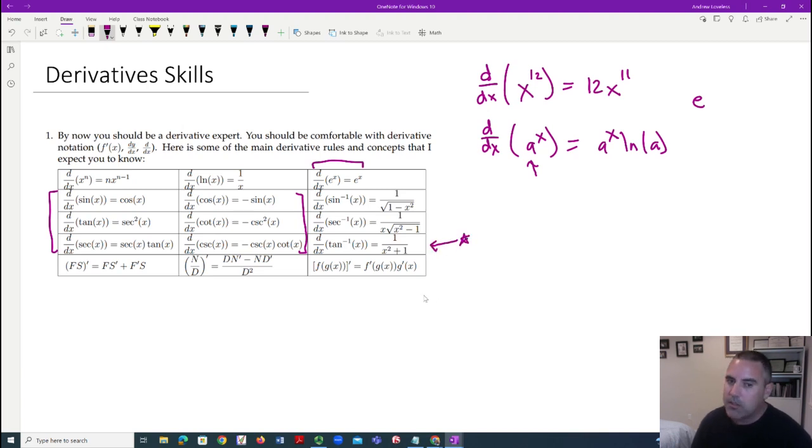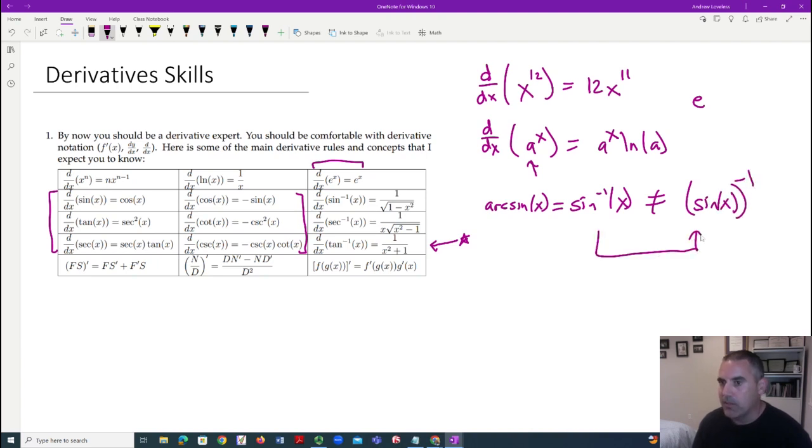Inverse trig, I would argue that they don't come up that often, and when they do, most often you see arctangent. And this means inverse, so arc sine of x is the same as this, which is not the same as sine of x to the negative 1. That's a totally different thing. It's an unfortunate bit of notation, because this would be 1 over sine, which is not the same thing.